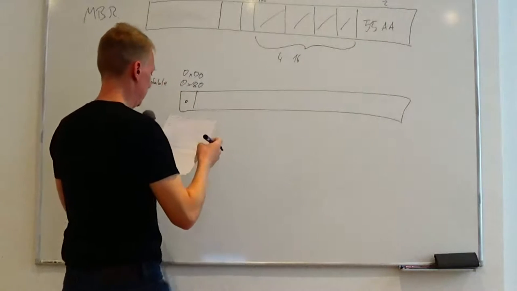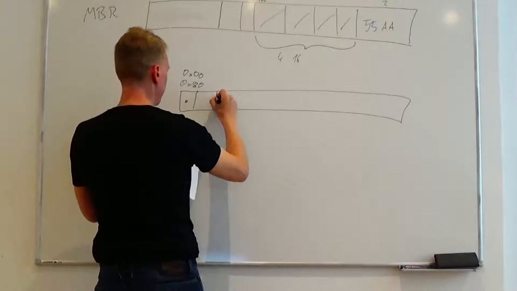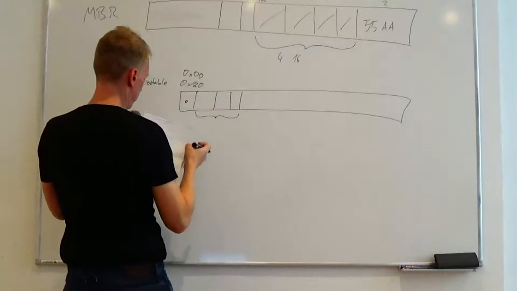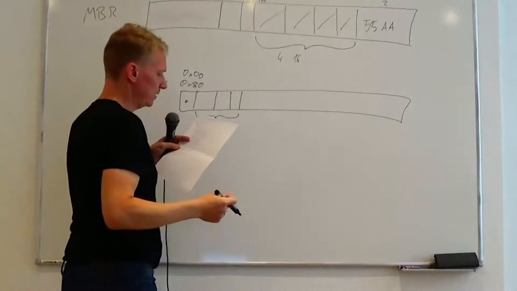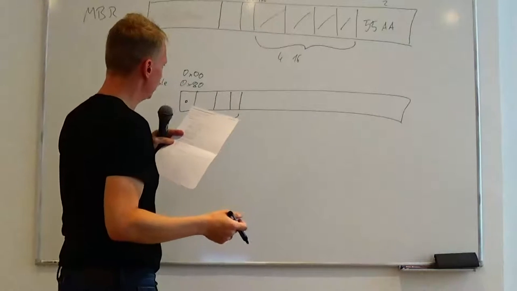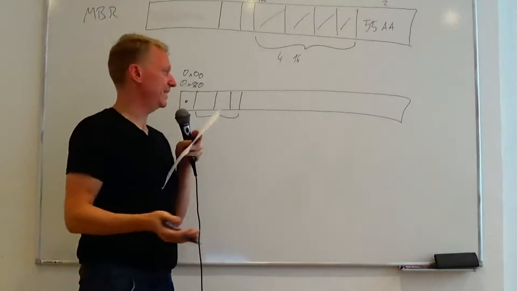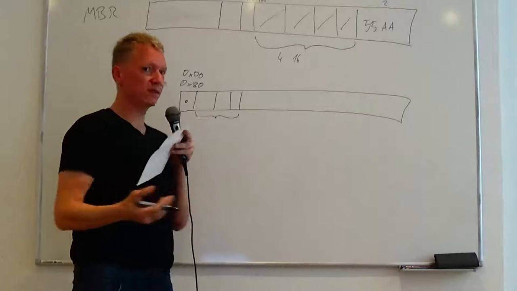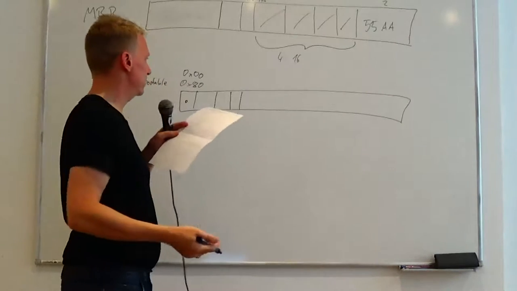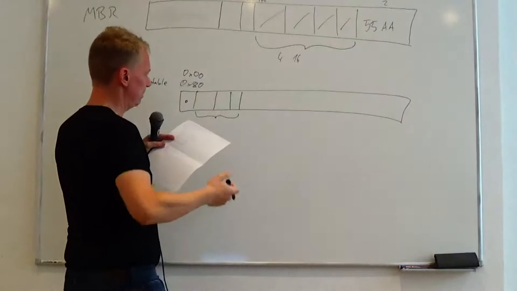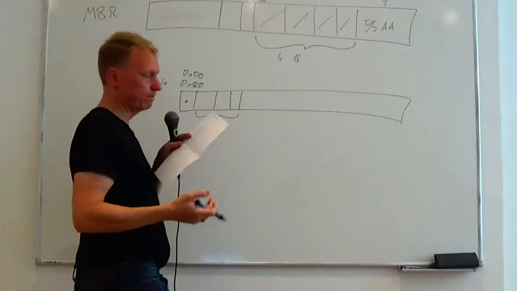Then you have three more bytes, which are the cylinder, head, and sector of the start of the partition. But as I've told you, this isn't really what is used anymore today. So FDISK sets these values correctly, but we are not going to use them.